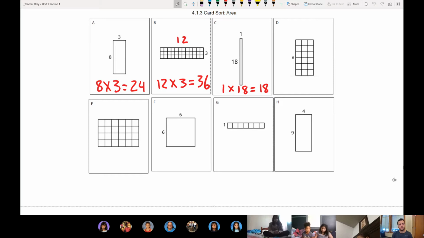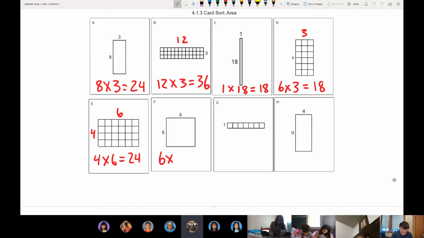Adelina, are you there? I might need to pass it off to someone else. Camila, do you want to try those ones? D, E, and F? Give me the areas and how you solved it. For D, I did 6 times 3 equals 18. Very good. And for E, I did 4 times 6 equals 24. Very good. And then what about F? For F, I did 6 times 6 equals 36. Very nice. Good job, Camila.